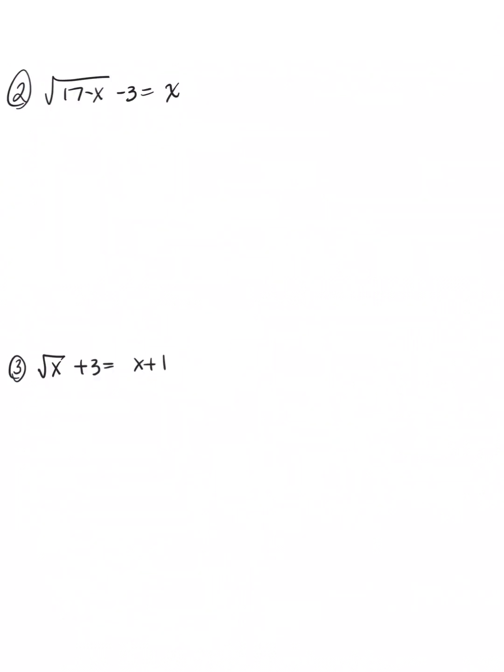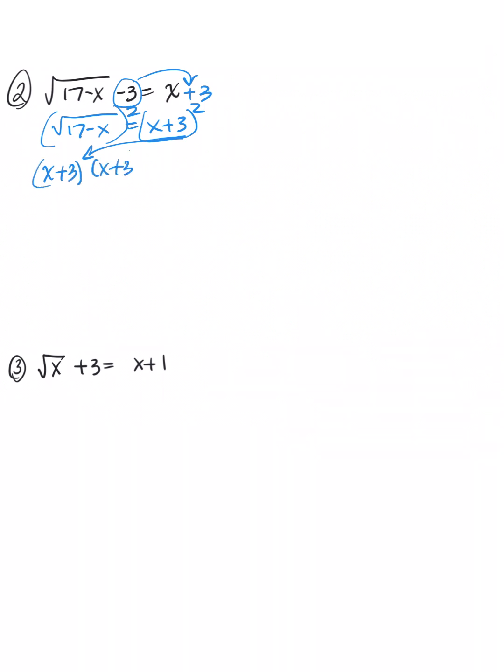Okay, so this one, we need to do some isolation before we can square both sides. So I'm going to move that minus 3 over with a plus 3. So now I have the square root of 17 minus x equals x plus 3. And now we're going to square both sides. Okay? So I recognize this is going to FOIL here on the right. So I'm going to move it on the left. So it's going to be x plus 3 times x plus 3.